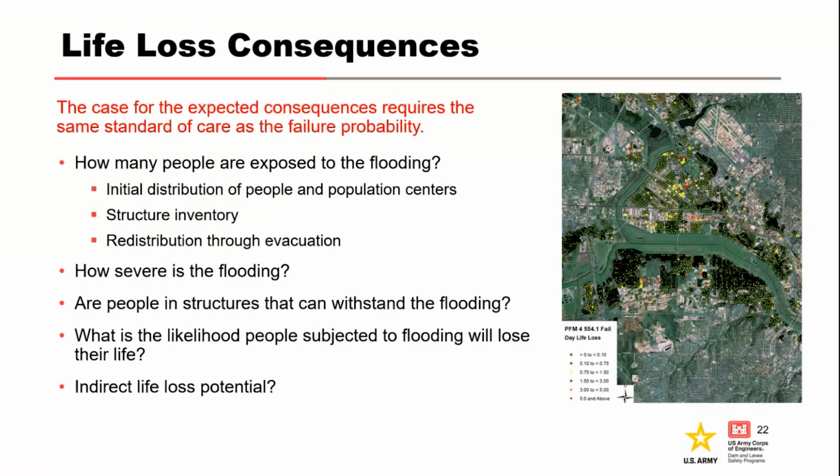Are people in structures that can withstand flooding? What kind of structures do you have? Is it reasonable that they might survive a flood in those structures? Then talk about why the likelihood of life loss is what it is compared to the population at risk. Look at the percentage of life loss of the population at risk. And then qualitatively talk about indirect life loss. I think Nick talked a little bit about indirect life loss in the consequences discussion on Tuesday, but we do want to at least touch on it and say, hey, this is a concern or not a concern depending on our project. Some projects could be a very big deal.